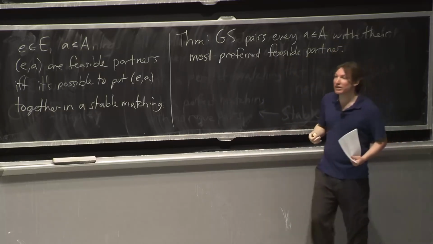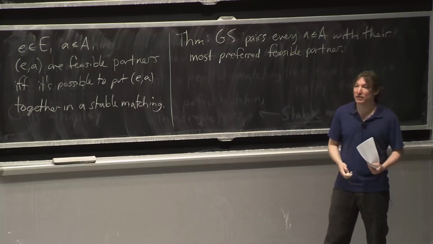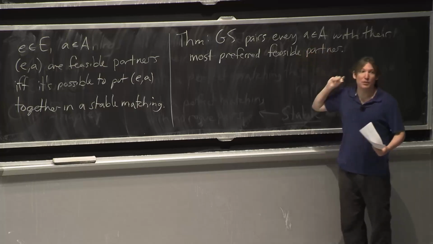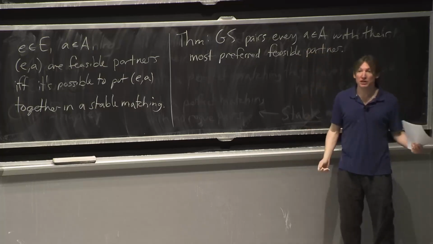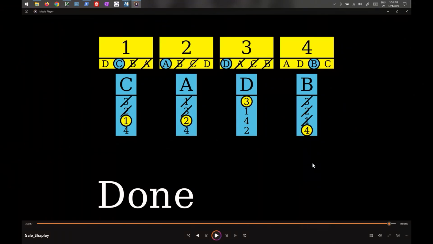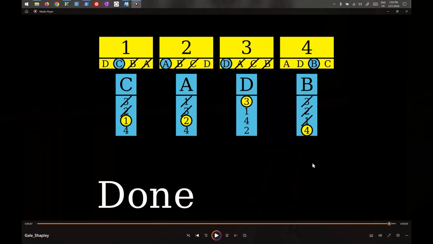So each applicant doesn't get their top choice. We know they can't each get their first choice because there might be conflicts there. But each applicant, it turns out, gets the best possible choice they could ever hope to get among all possible stable matchings. So up here on the board, we see that applicant A is paired with evaluator 2 and not with 1 or 3. And what this theorem says is that A can never be paired with 1 and can never be paired with 3 in any stable matching.